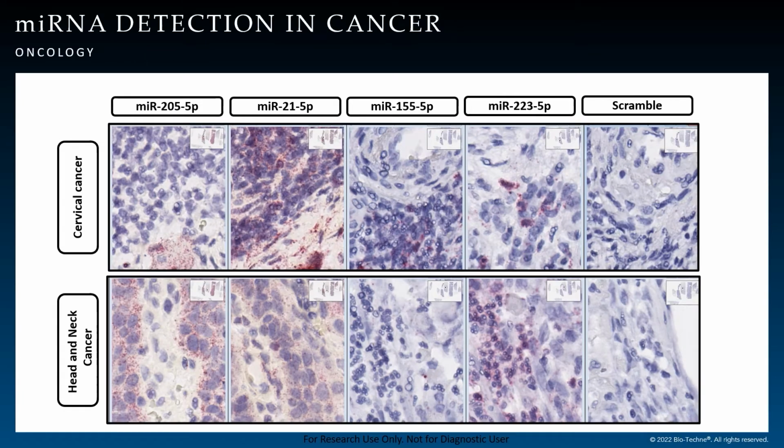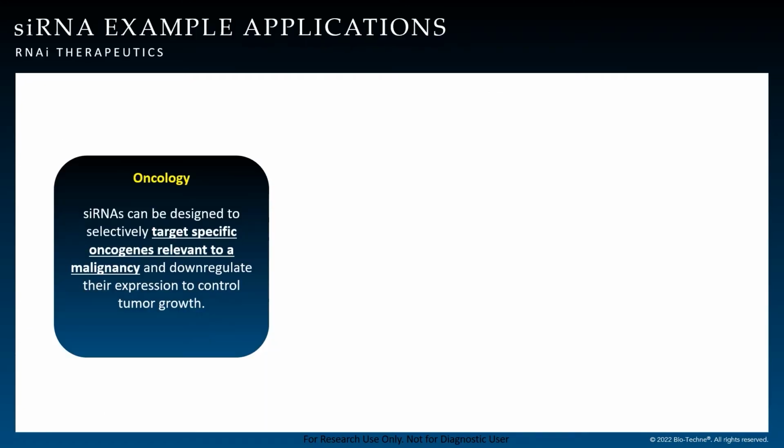Here we see the expression patterns of multiple microRNAs in cervical cancer samples as well as head and neck cancer samples. The panels on the far right use a scrambled negative control probe to demonstrate probe specificity and lack of background. miRNAscope also has applications for studying small interfering RNAs as RNAi therapeutics.